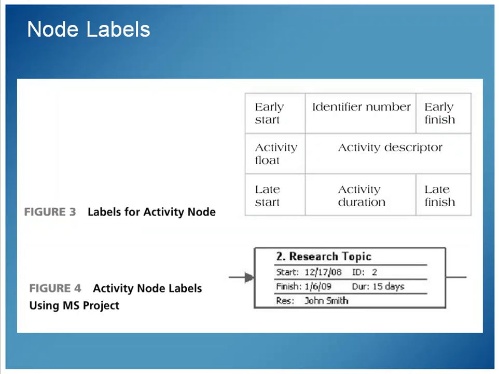The research topic, we'll see all the things are there. The early start date is in there, 12/17/08. The identifier number is in there. The finish time is in there. Actually, it doesn't say early start and early finish in this case. It just has a start and finish. But that information is in there, the duration, the ID, which is the number 2, the research topic, which is the activity descriptor, and so on.